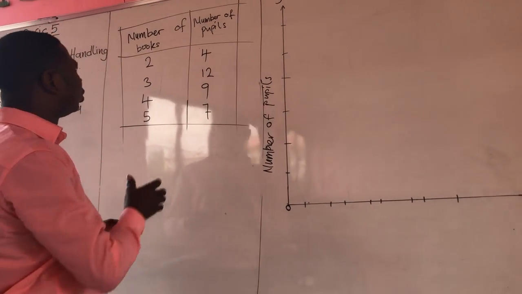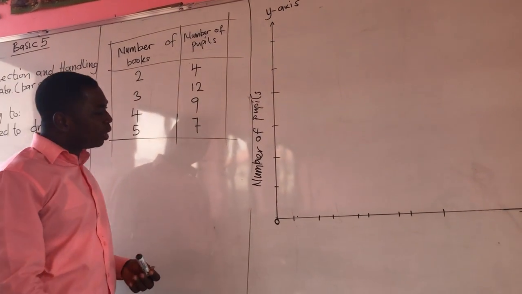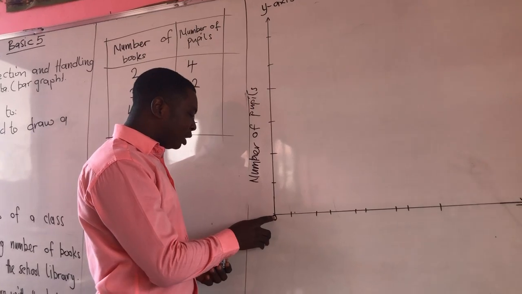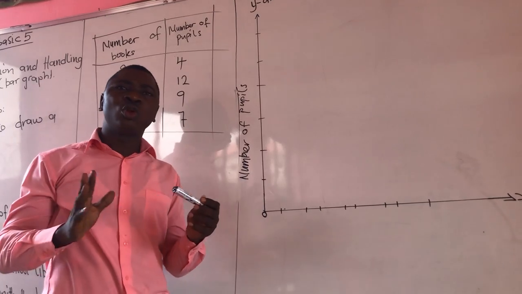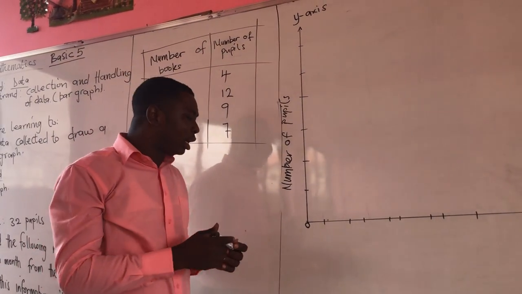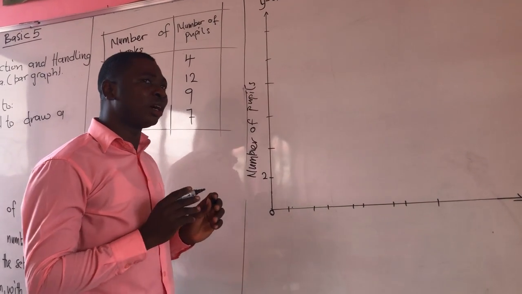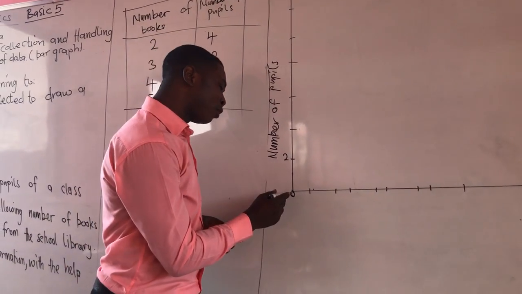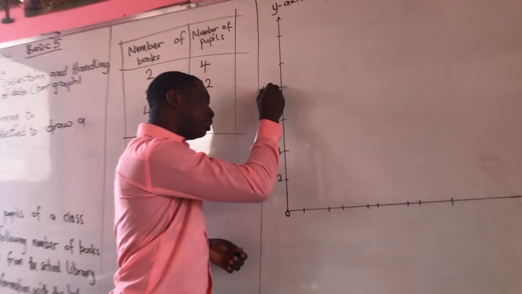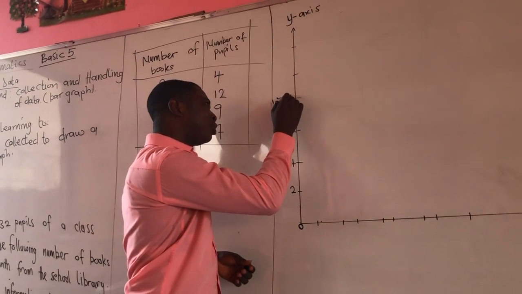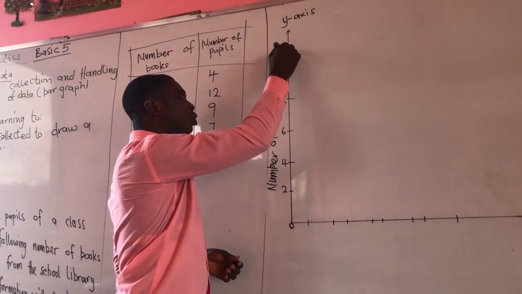Good. Now, number of people, look at the figures we have. If I start from 0 and move to 1, 2, 3, you see that it will be too long for me. So we cannot do it that way. I can say from 0, I'll move to 2. Then I'll use the same interval. From 0 to 2, then 4, then 6, 8, then 10, then 12. 2, 2, 2, 2.